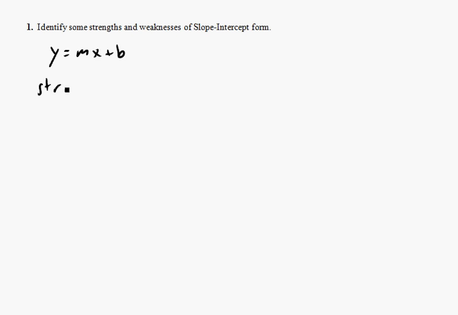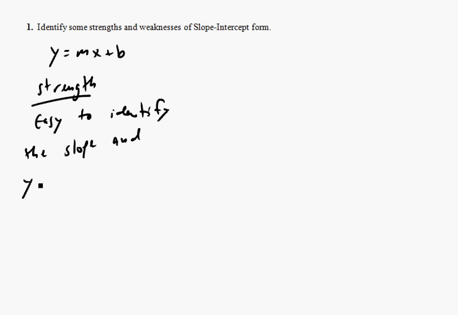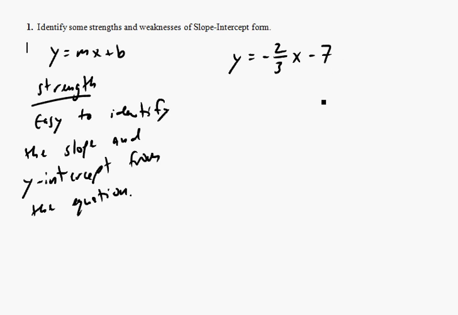Now, some of the obvious strengths of slope-intercept form is that it's easy to identify the slope and y-intercept from the equation. For instance, if I gave you the equation y equals negative 2/3 x minus 7, you could easily determine that the slope of that line is negative 2/3 and that the y-intercept of that line is (0, negative 7). The m, remember, stands for the slope, and the b stands for the y-coordinate of the y-intercept.